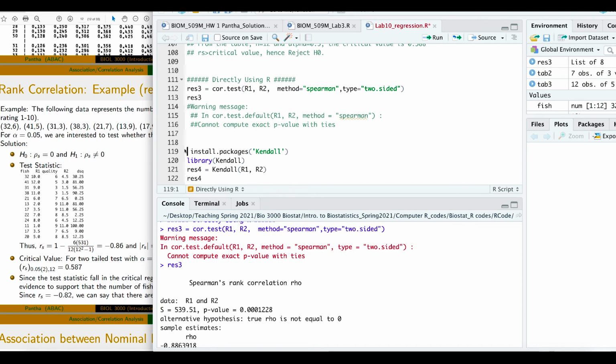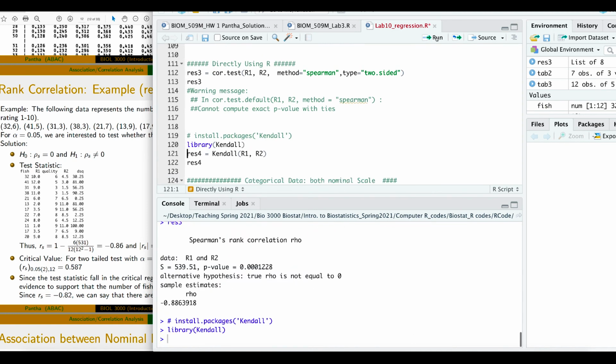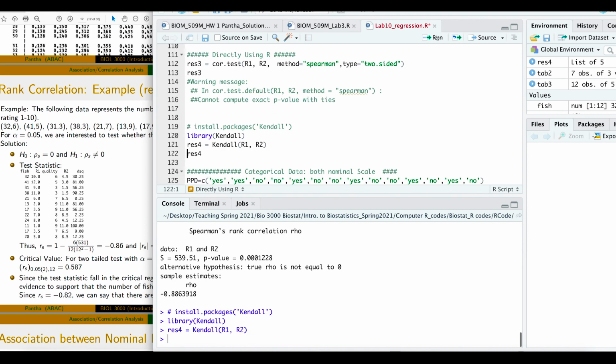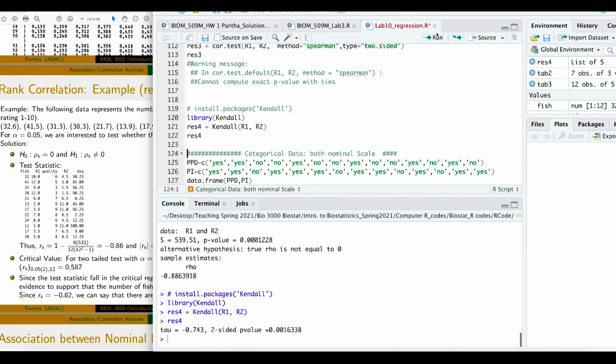First of all, you need to run line 119. Okay, and then let me run that library after you install that package. Result 4 equals Kendall R1 R2, and result 4, that's what we got. Okay, so the p-value is 0.001633, which is also less than alpha.